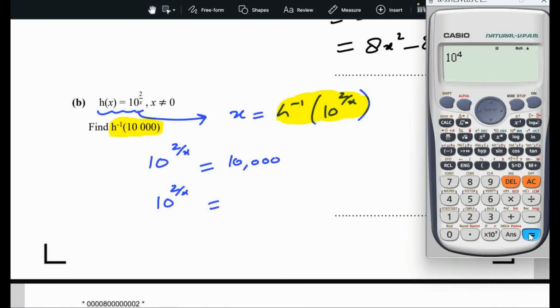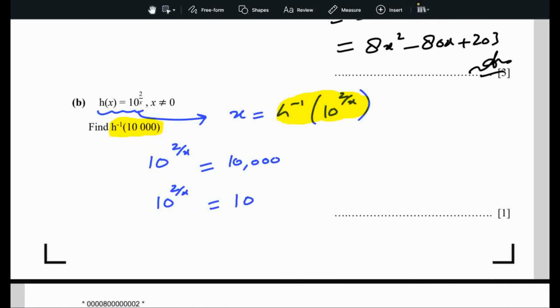So 10 power 4 is 10,000, yes. So we can write 10 power 4. The bases are same, it means the powers are same. So 2 by x is equals to 4 and 2 by 4 is equals to x. So x will be equals to 1 by 2. This will be the final answer.